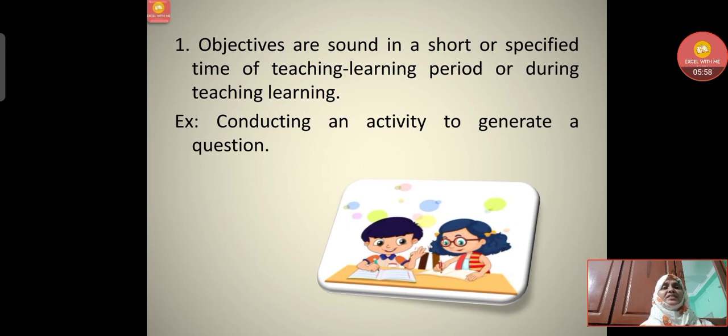Now, objectives are set in a short or specified time of the teaching learning period, or during teaching learning. That means they are short and specified. That means students will be able to understand so and so topic. For example, conducting an activity to generate a question. Students will be given one activity so that they will generate some questions. That is short term, specified.